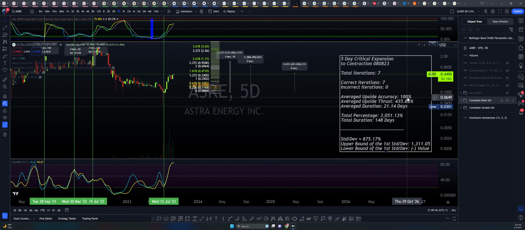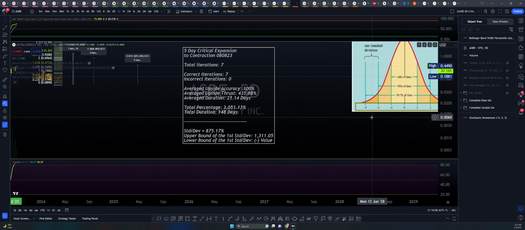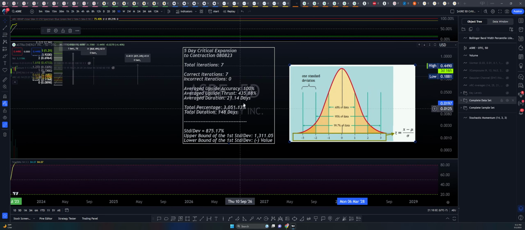So now the average upside thrust, AKA your mean, is a massive 435.88% to the upside. And the average duration to complete such a move would be on average 21.14 days. Now I have calculated the standard deviation for this. Based off of this 435% upside, we have a standard deviation that is a massive 875.17% to the upside.